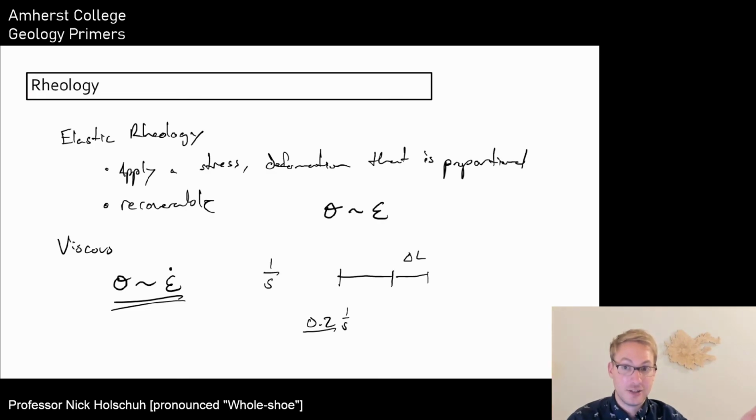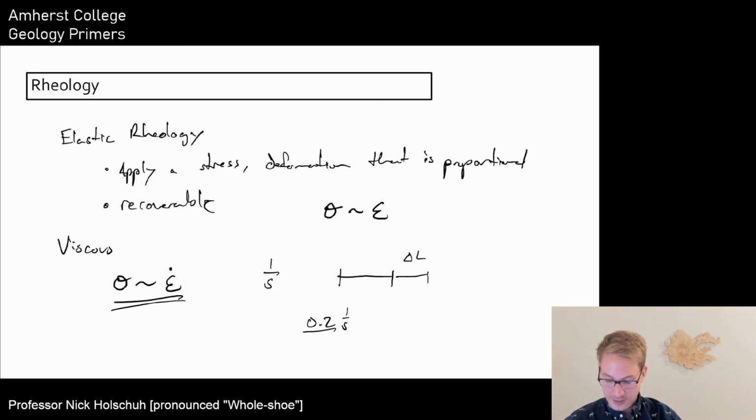Another second passes, another 20%. Another second passes, another 20%. Viscous materials continue to deform at a constant rate given the applied stress until the stress is relieved. And when the stress is relieved, it doesn't return to its original state. It simply stops deforming. That's an interesting distinction. So we have elastic materials, we have viscous materials.